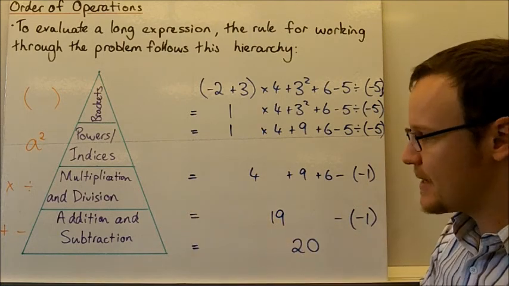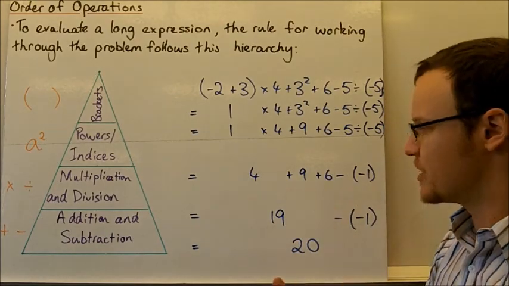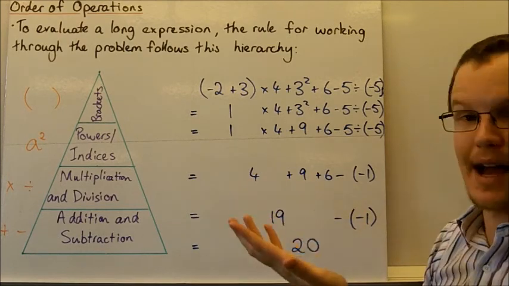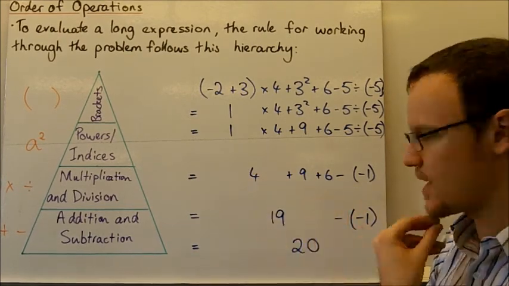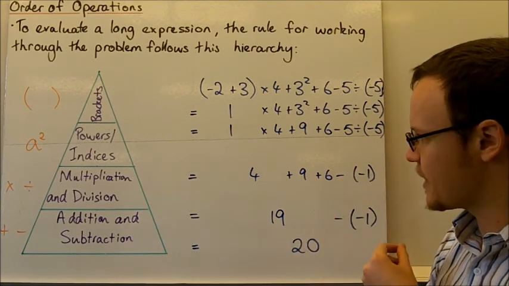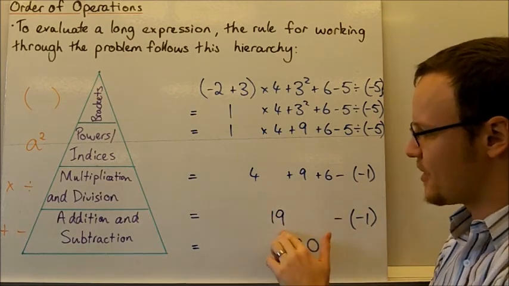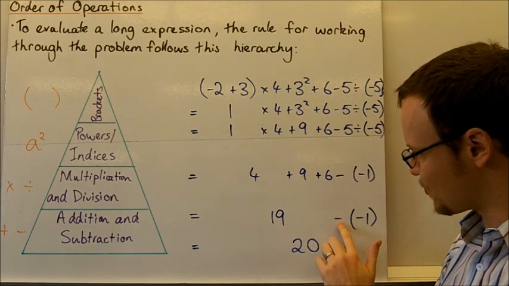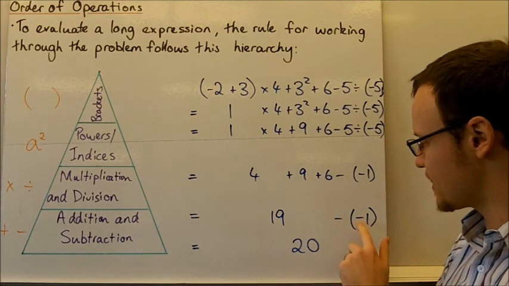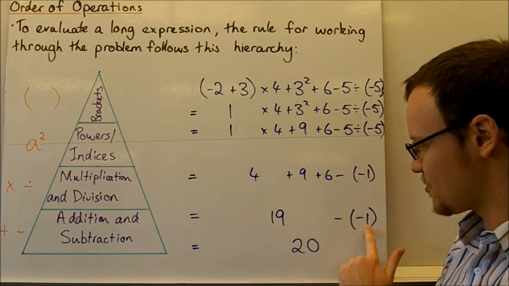We don't have any more multiplication and division left. We've only got addition and subtraction, so we can do all of those. To make it easier, we can add the things that look quite easy to add: 4 plus 9 plus 6. But subtracting a negative number can catch us up, so we'll do that as a separate step. 4 plus 9 plus 6 is 19, and we're left with the subtract -1. If we subtract a negative, that's the same as adding the opposite, so adding 1. 19 plus 1 is 20.